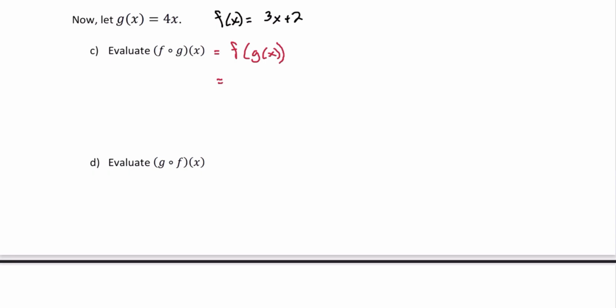So f is on the outside, so we're basically going to copy f, but replace x with what we see in parentheses, g of x. So replace the x with 4x plus 2. This will give us 12x plus 2.